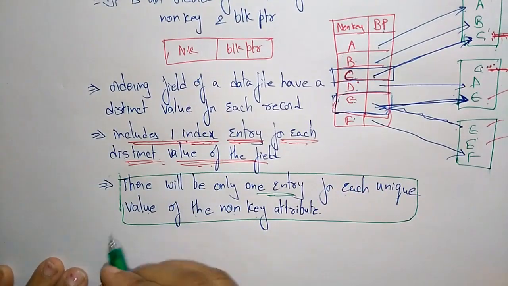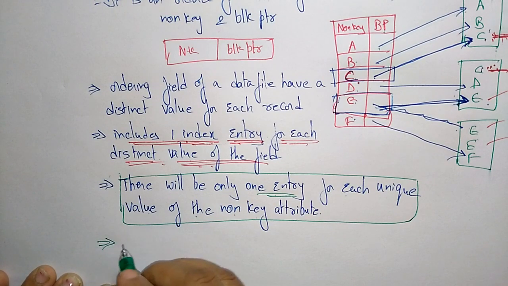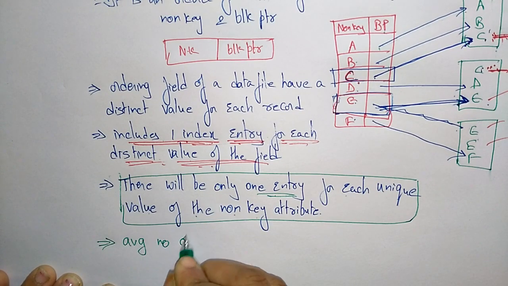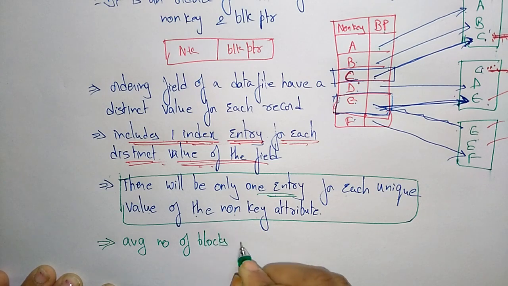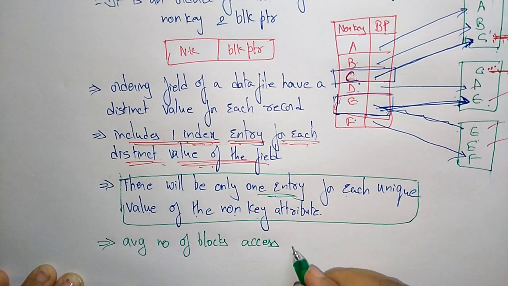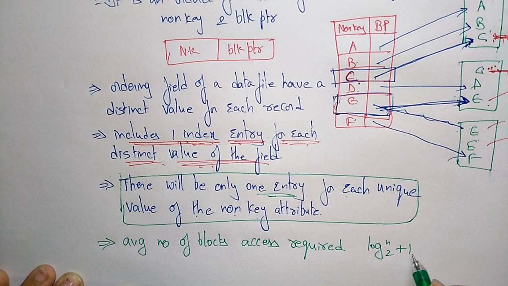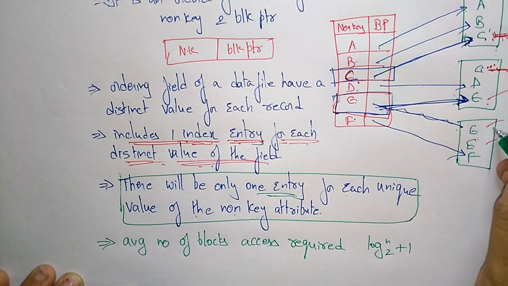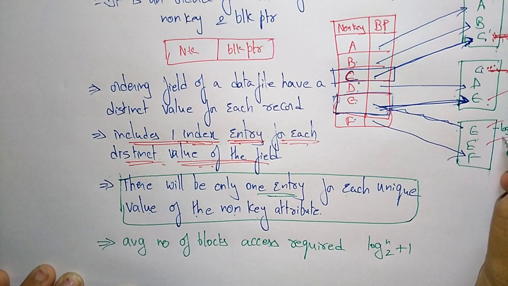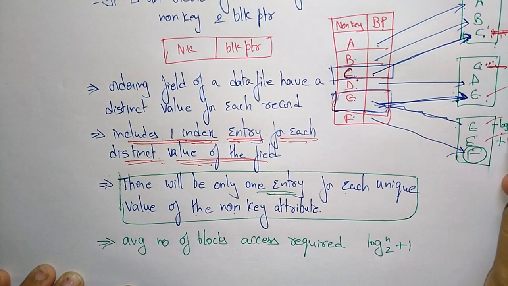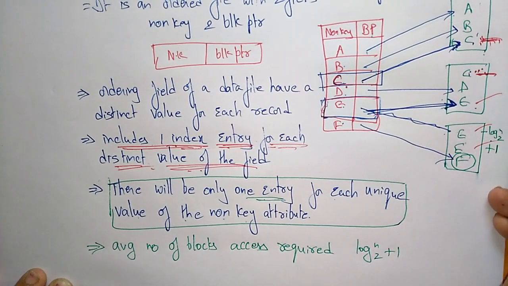So now what is the access cost? The average number of blocks access required. In the primary index you are having log n to the base 2 plus 1. Log n to the base 2 is the number of blocks required for accessing, and the plus 1 is for reaching that particular record. Suppose you got the log n to the base 2 up to here. To reach the particular record, you are doing one more search. That's why it is plus 1.